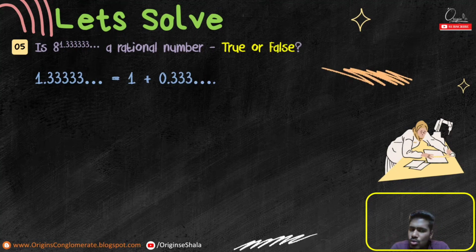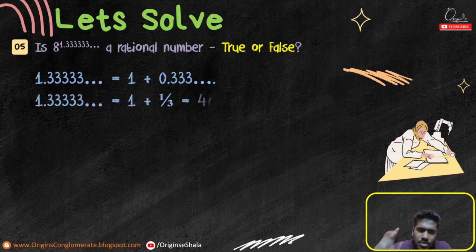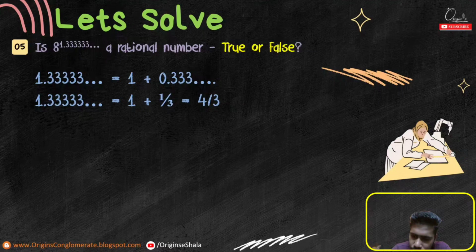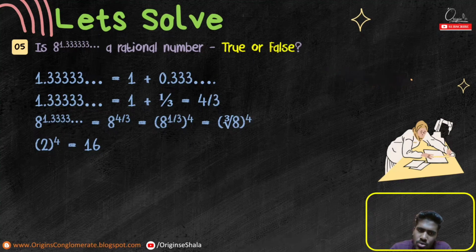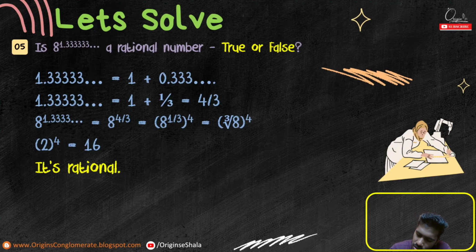Now, we all know 1.33 can be expressed as 1 plus 0.33, so we'll get 4 by 3, which we have solved earlier in the first example. And if I write this as 8 raised to 4 by 3, I can simplify it as the cube root of 8 raised to 4. We all know the cube root of 8 is 2, and 2 raised to 4 is 16. So yeah, it is solvable, and of course it's a rational number, so our statement is true.